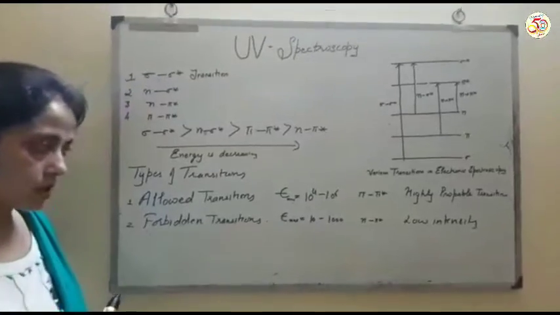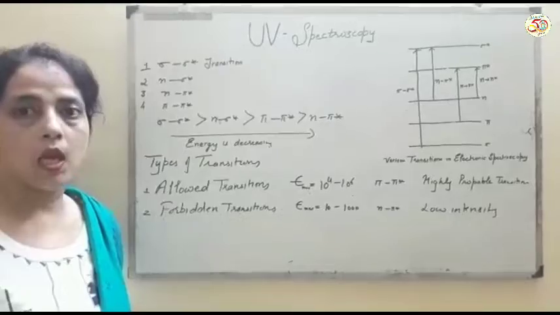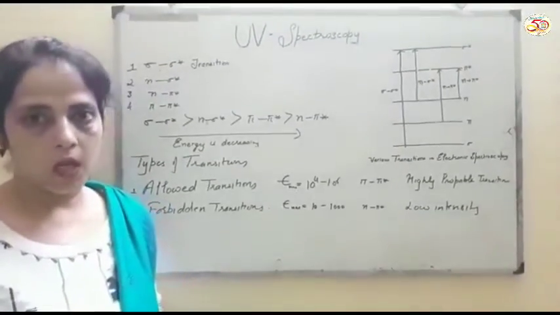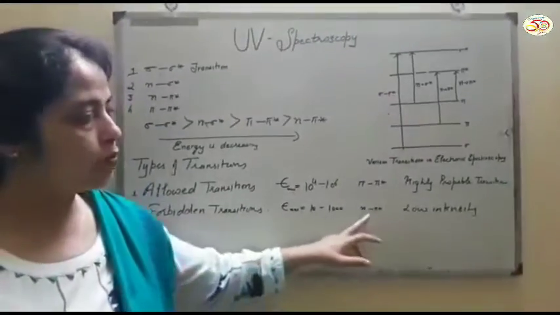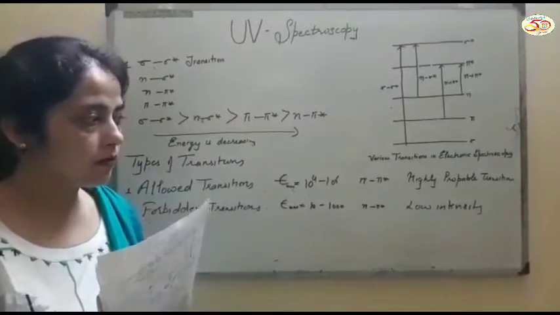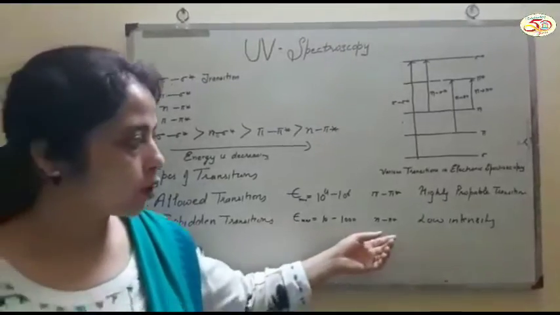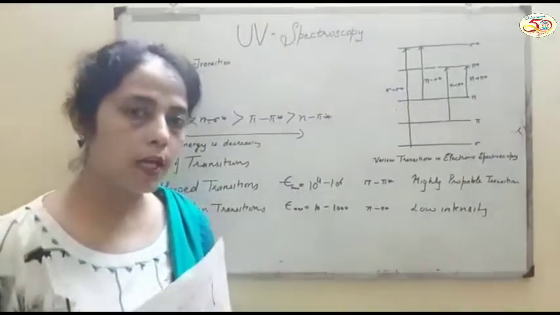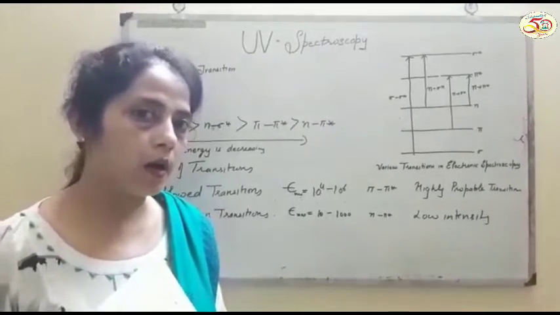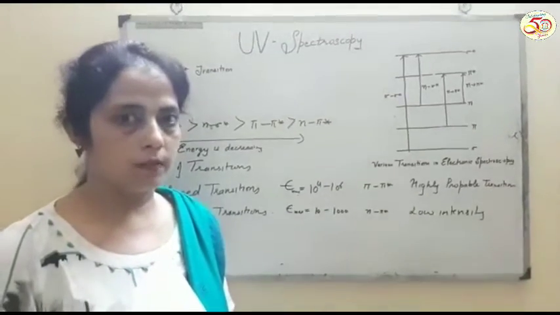Now, forbidden transition. Forbidden transition does not mean that the transition can never take place. Transition can take place, but it will be of low intensity. In this category we have n to pi star transition. It is observed with low intensity. The reason behind the low intensity of n to pi star transition is that the non-bonding and pi anti-bonding orbitals lie anti to each other, means they are at 90 degrees to each other.